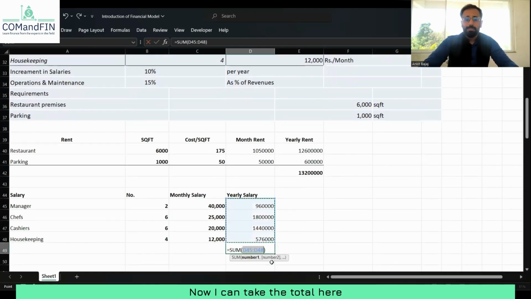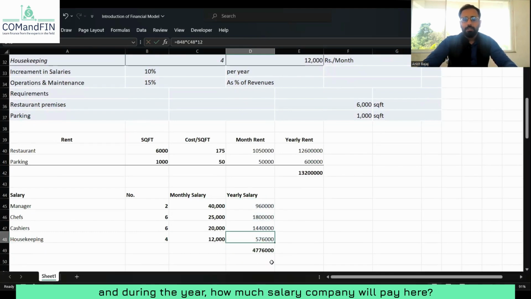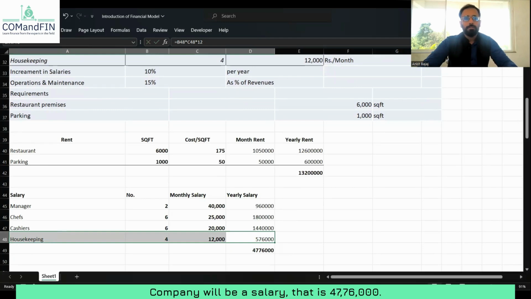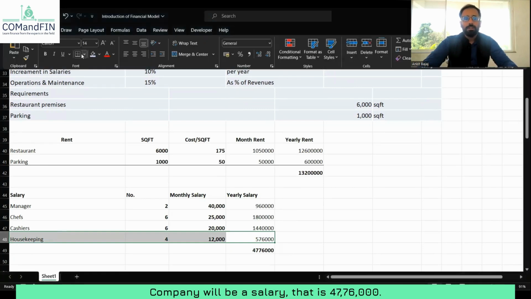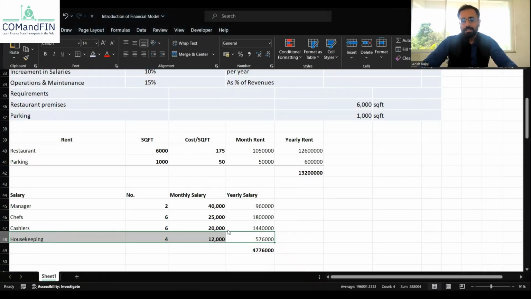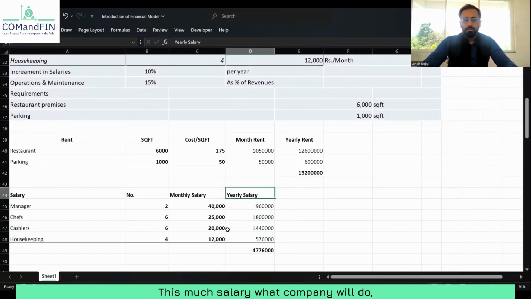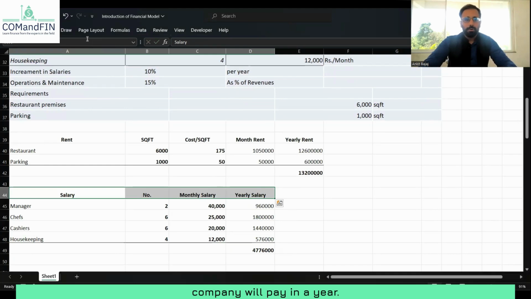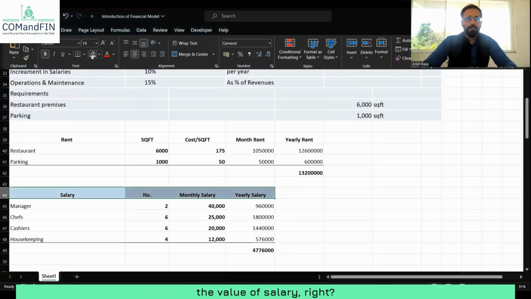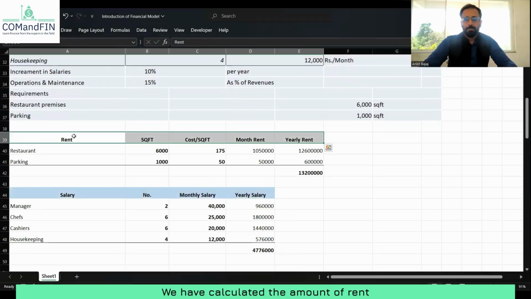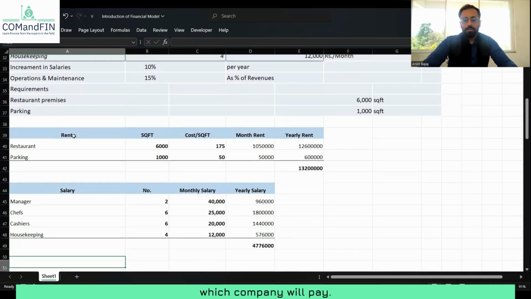Now I can take the total here, and during the year, how much salary will the company pay here? The company will pay salary, that is 47 lakh 76,000, right? This much salary the company will pay in a year. So we have calculated the value of salary, and we have calculated the amount of rent which the company will pay.